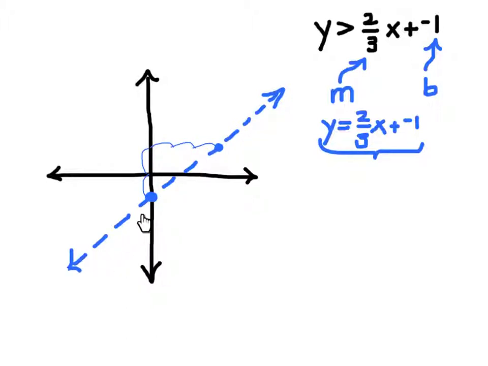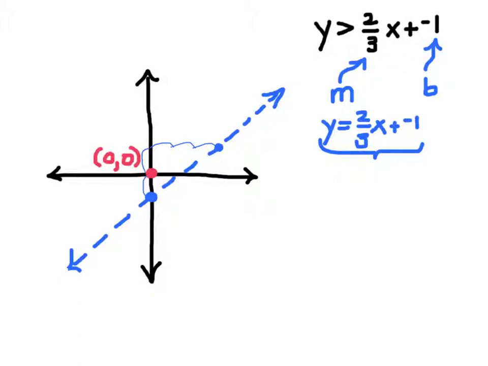The line is dashed because there's no equal sign here, and so any point sitting on this line will not satisfy this inequality. Now what we want to do is test the origin. The origin is always the easiest value to test because it's simply 0, 0. If the origin works, then we know that the region above the boundary line satisfies this inequality.